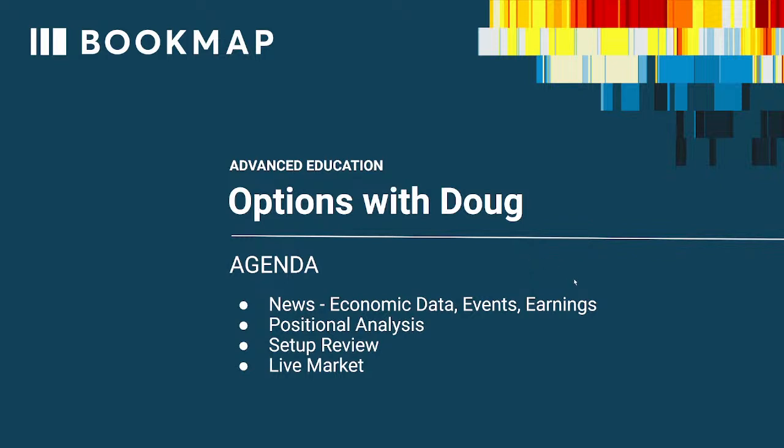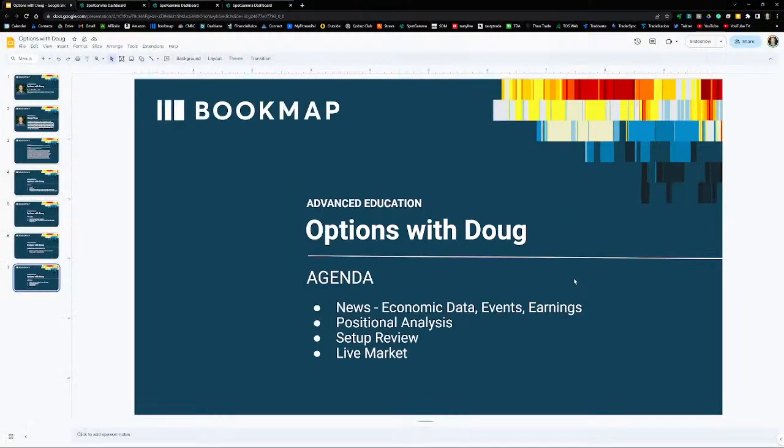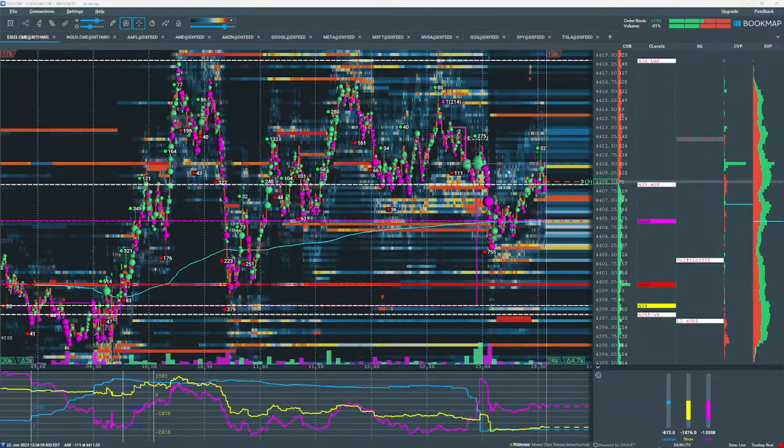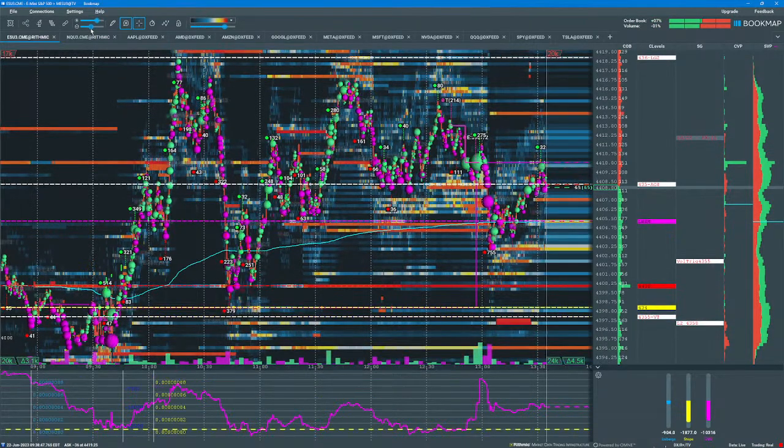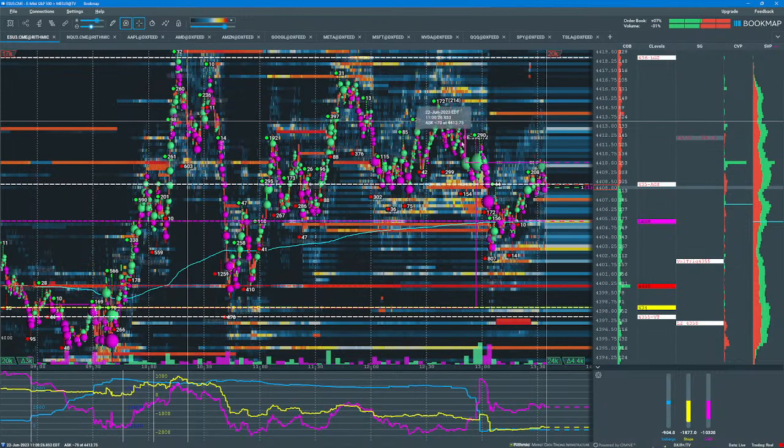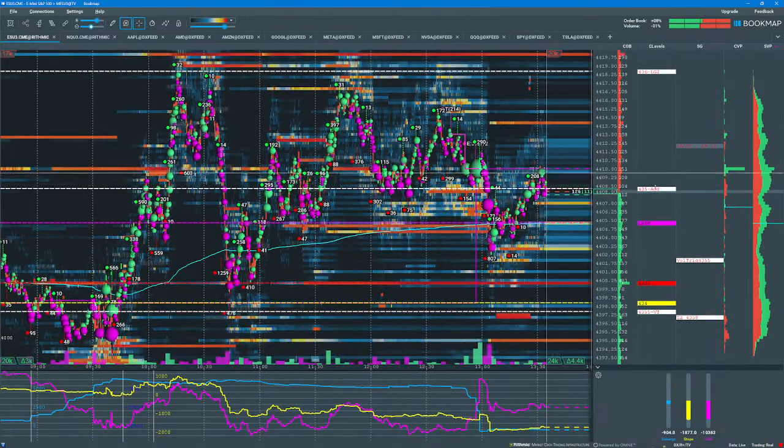All right, let's get started with positional analysis now. I'm going to take a look at some charts, starting with the S&P 500. This is the S&P 500 futures in Bookmap, showing another range day today. And before I take a closer look at this chart, I want to take a look at a larger time frame.